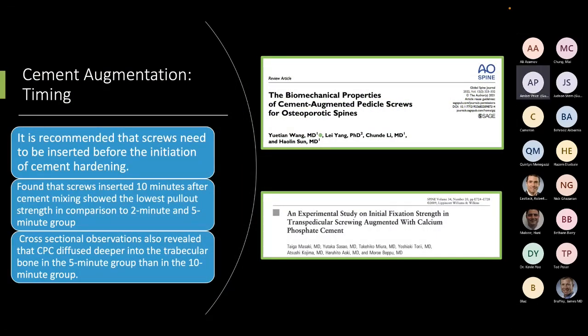And then this was talking about the timing. Ultimately, the idea is that placing the screw before the cement hardens is the optimal timing. Now, I know we have fenestrated screws now, so this doesn't matter as much, but when they were first looking at it, they placed the cement first and then placed the screw. If you waited too long, the augmentation of the cement was lost, and there was also less diffusion within the trabecular bone.